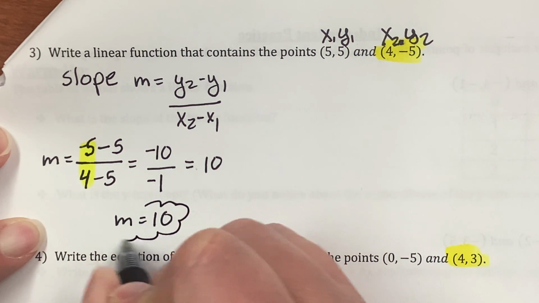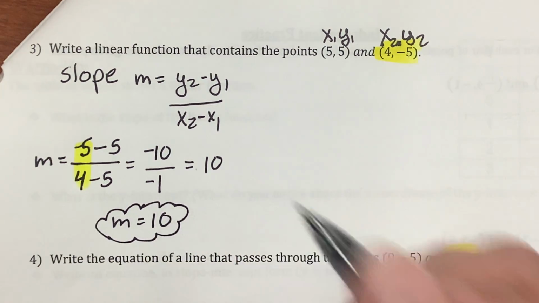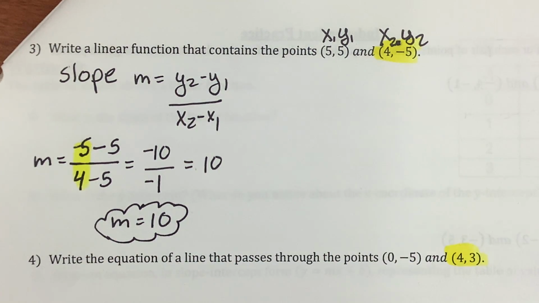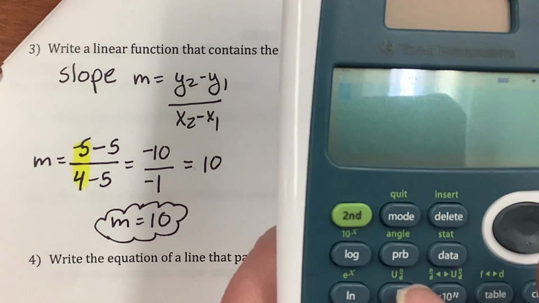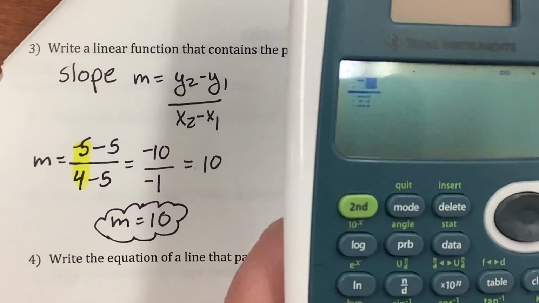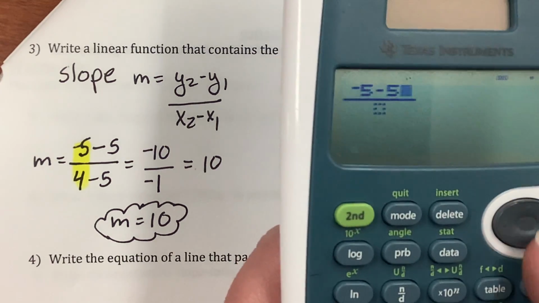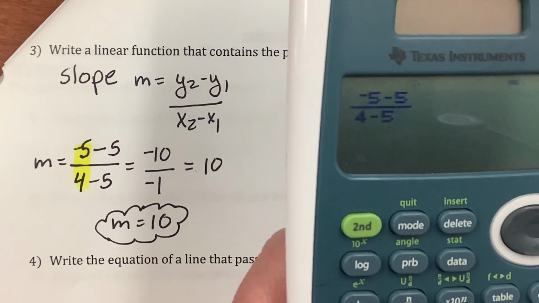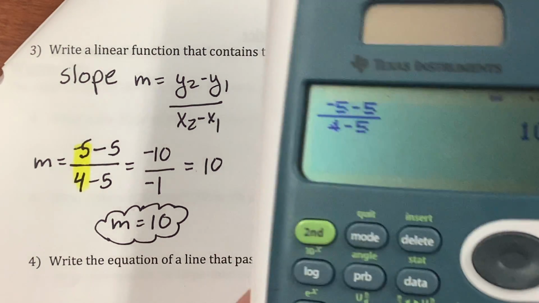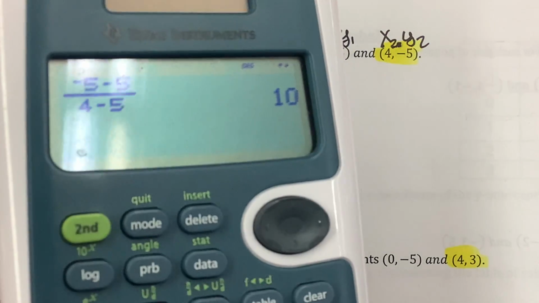Now, if you happen to have your handy dandy TI 30XS, or as I like to call him, Ty, I would like to do this in here, just so you see. Negative 5 minus 5 over 4 minus 5, and positive 10. So there, let's see if you can see it. I hope you can see it.